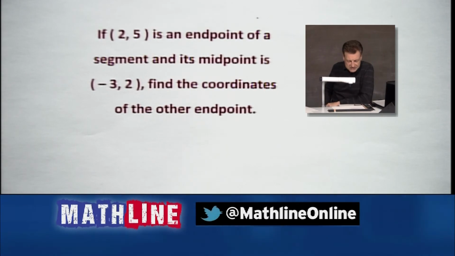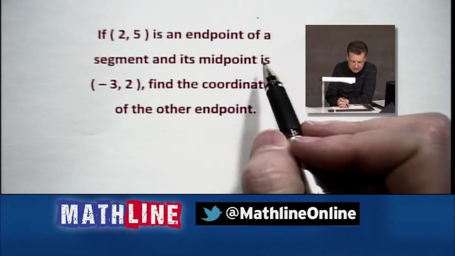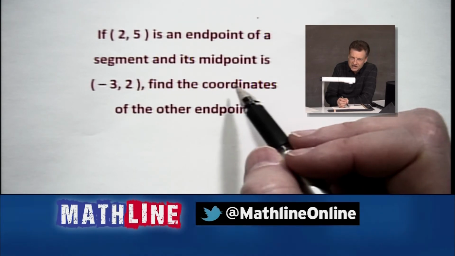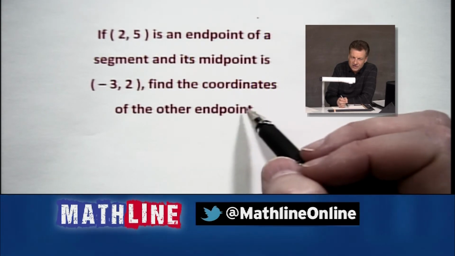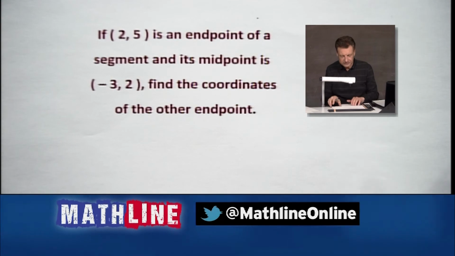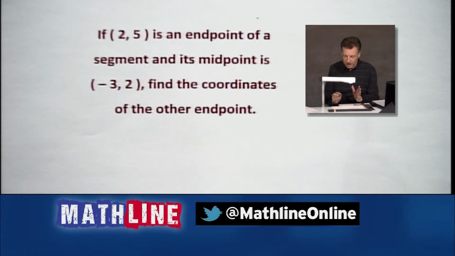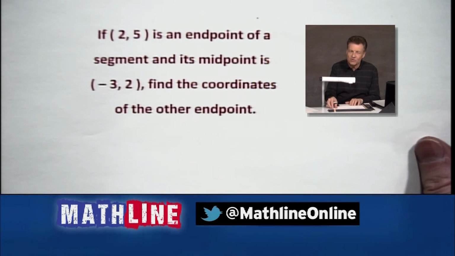If 2, 5 is an endpoint of a segment and its midpoint is -3, 2, find the coordinates of the other endpoint. Mouthful, isn't it? So we've got an endpoint of a line segment at 2, 5, and we know the midpoint, but now we're going to go find the other endpoint. Well, that's got a lot of things going on here, doesn't it?